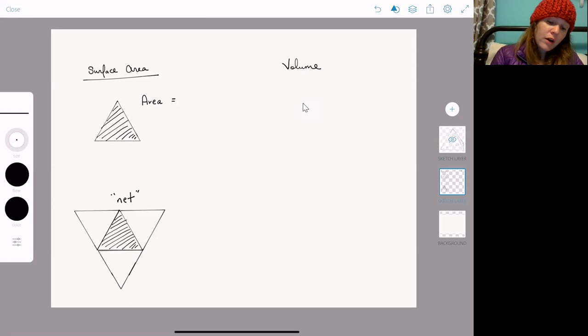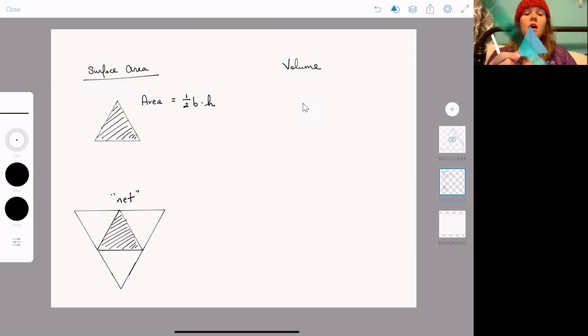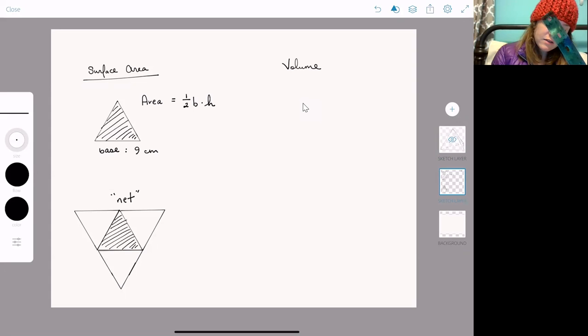And the formula for area is 1/2 base times height. So when I'm looking at the first triangle that I used for my pattern, I measure first the base, and it doesn't really matter which edge you choose because it's an equilateral triangle, they're all equal. So the base of my pyramid is 9 centimeters. So now I'm going to measure the height.